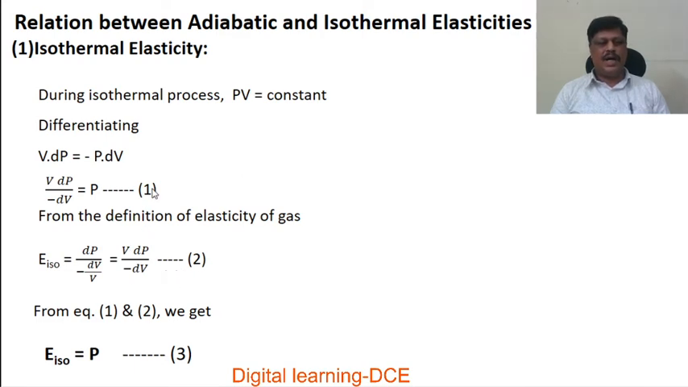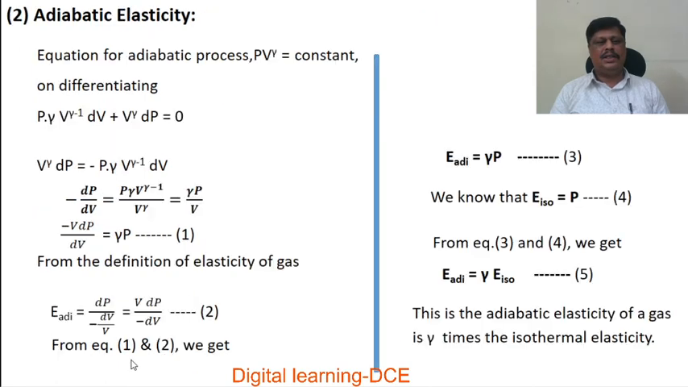From equation 1 and equation 2, V dP over minus dV is equal to P, and also V dP over minus dV is equal to the isothermal elasticity. Therefore, isothermal elasticity is equal to P, the normal pressure. This is the equation for isothermal elasticity. Call this equation number 3.